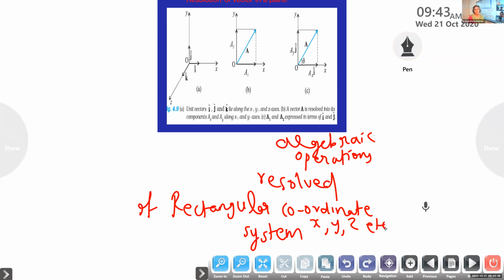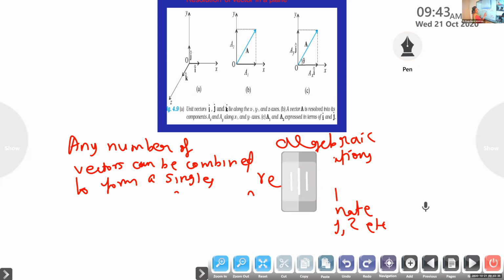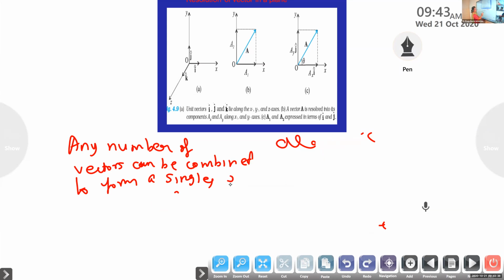Next point. Therefore, any number of vectors can be combined to form a single equivalent vector.